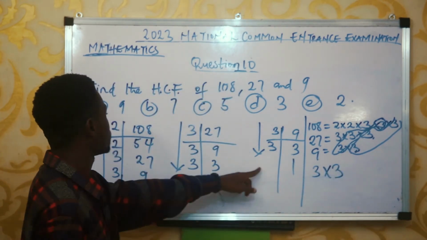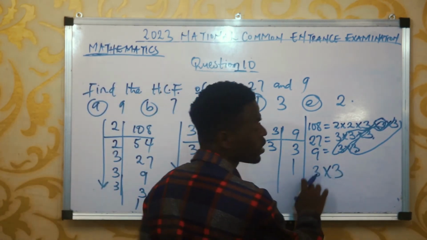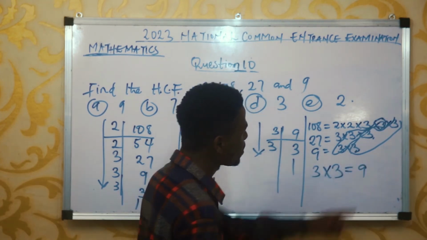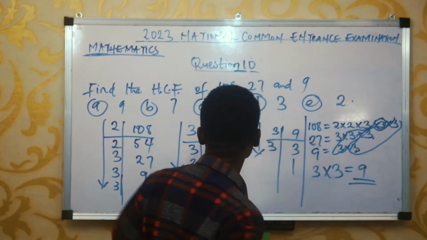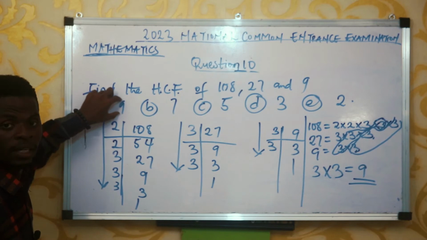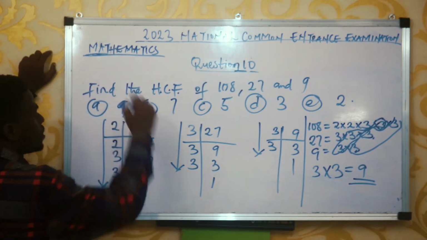So in this case now, 3 times 3 is what? We now multiply 3 times 3, which is 9. So our answer there is 9. So from the options there, our option is option A. So our answer is 9. Thank you very much.